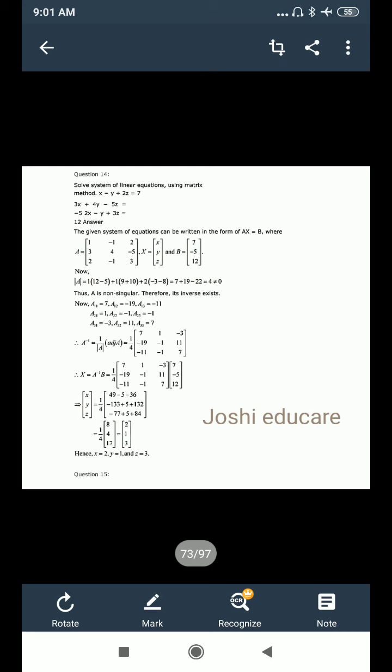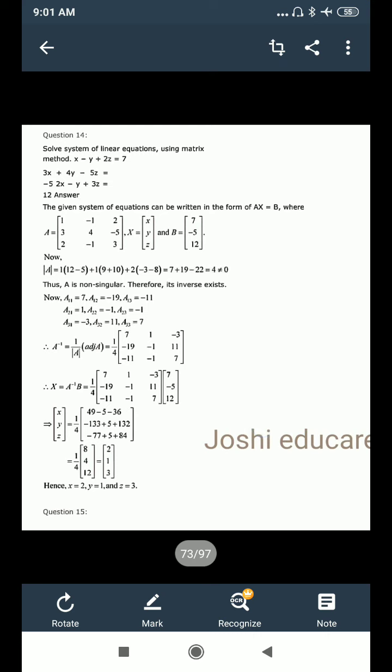Question number 14 is also similar. I am showing you the solution. So in case of any difficulty, you can take help from this. No further explanation is required. There is nothing new in these questions. Everything is the same. You find capital A, capital X, capital B, get the value of determinant of A, and it is not zero in this case also.